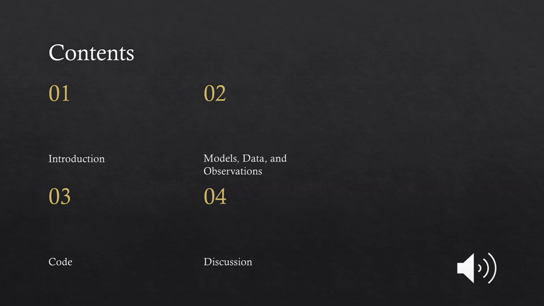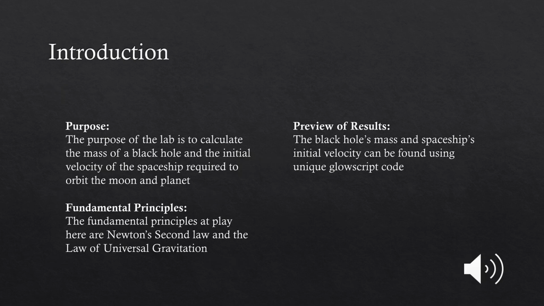Looking at some of the content that I'm getting into today, we have an introduction, models, data and observations, some code, and a discussion at the end. The purpose of the lab is to calculate the mass of a black hole and the initial velocity of a spaceship required to orbit the moon and planet. Some of the fundamental principles at play here are Newton's second law and the law of universal gravitation. For a little preview of results, the black hole's mass and spaceship's initial velocity can be found using some unique GlowScript code.